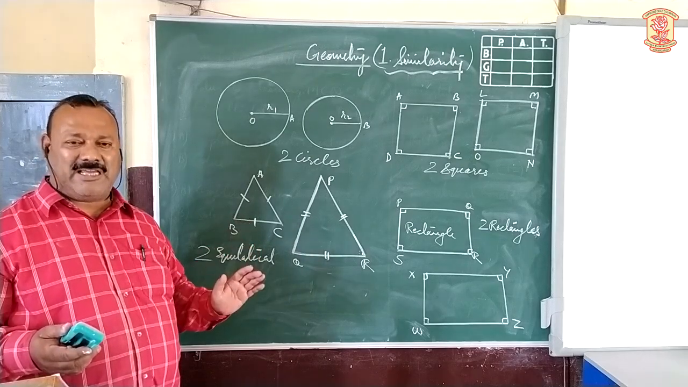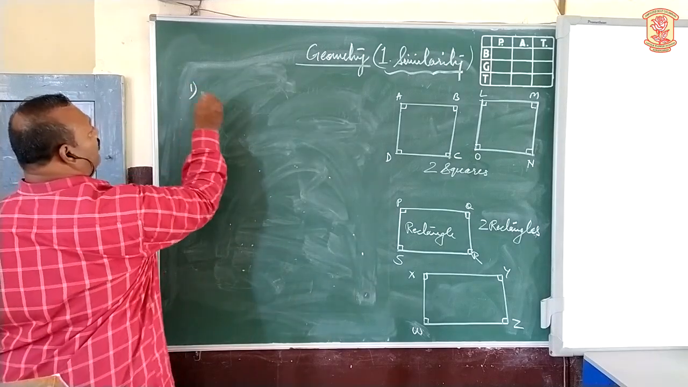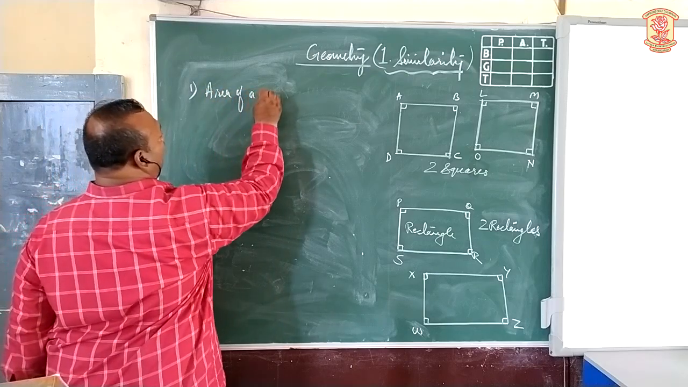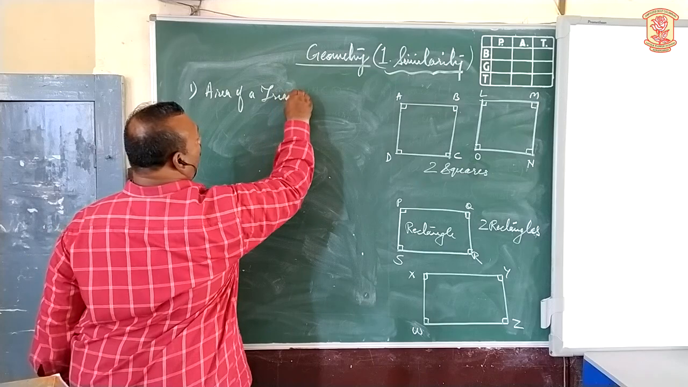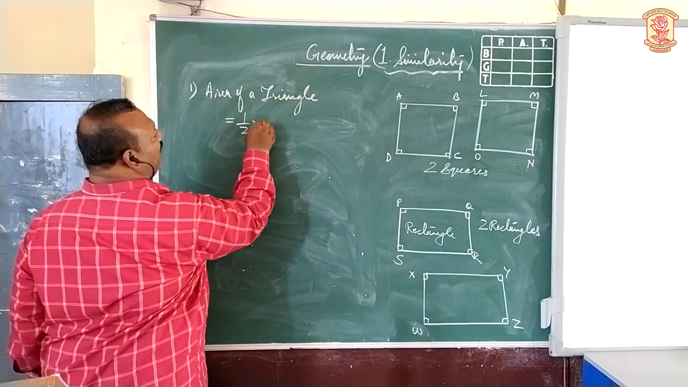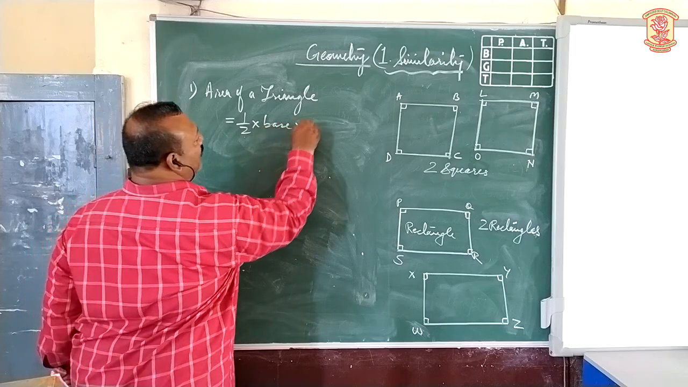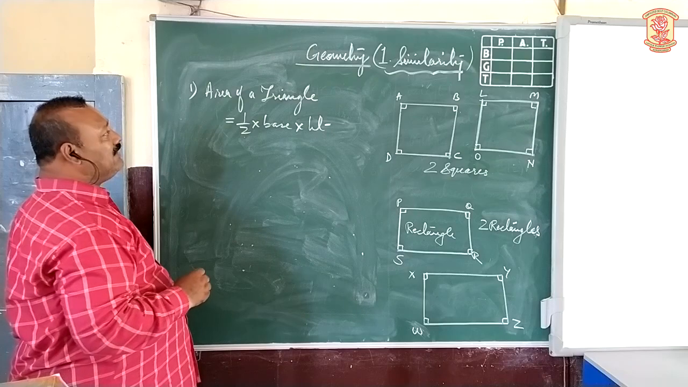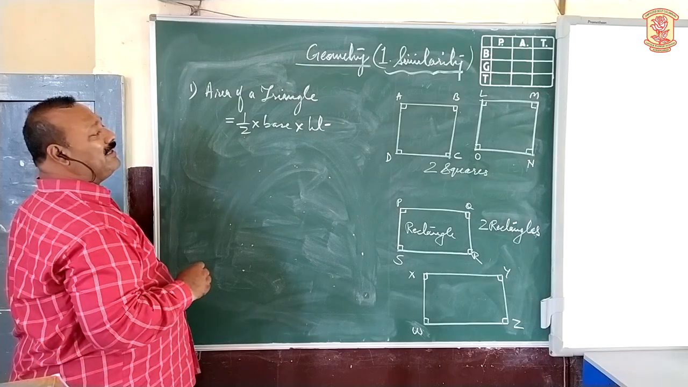Now, proceeding, first of all, we'll see the properties and important formulas based on the chapter similarity. In general, for example, the area of a triangle. Usually we write the formula as half into base into height. The area of a triangle is always calculated by half into base into height.